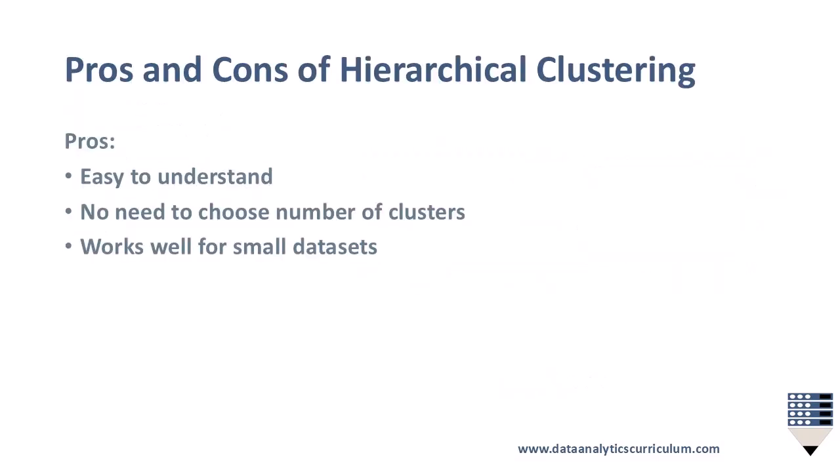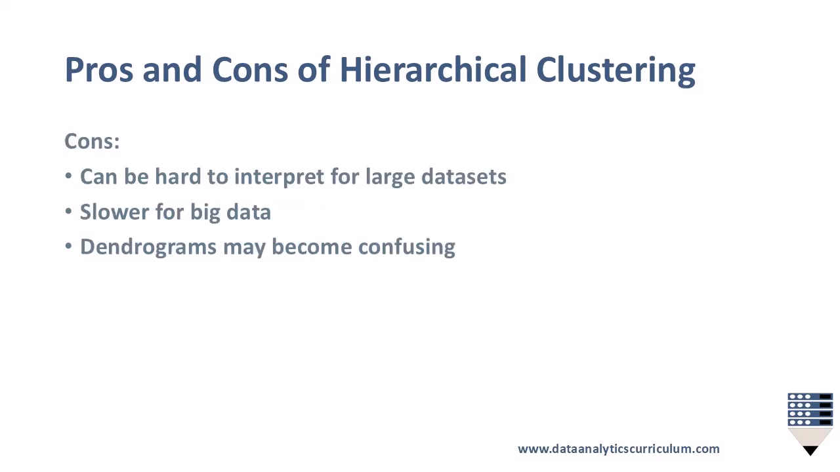Pros and cons of hierarchical clustering. Hierarchical clustering has several advantages. It's easy to understand, doesn't require choosing the number of clusters in advance, and works well for small datasets. However, it also has some drawbacks. It can be difficult to interpret when there are many data points, it runs more slowly on large datasets, and dendrograms can become confusing or cluttered when the data is complex.